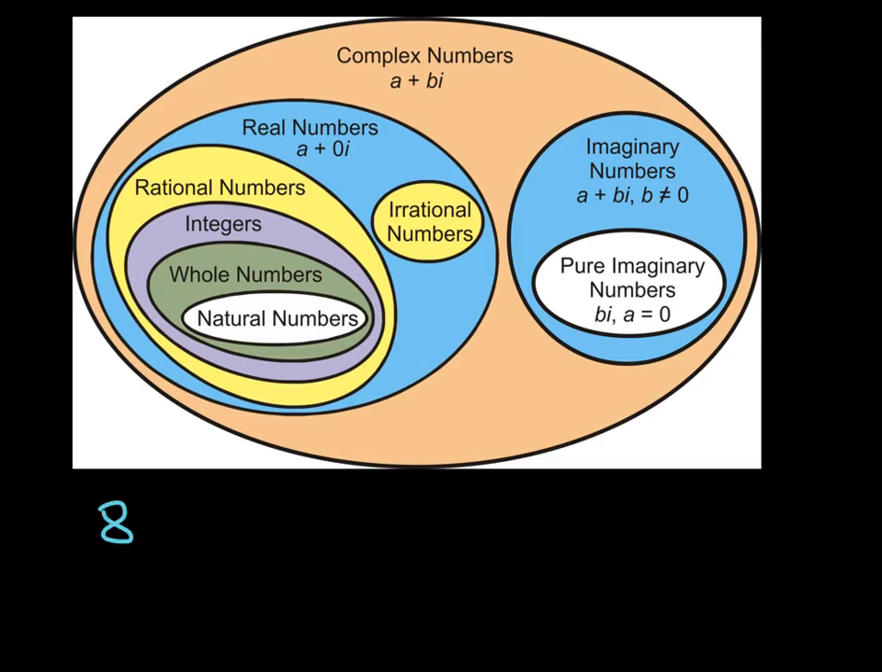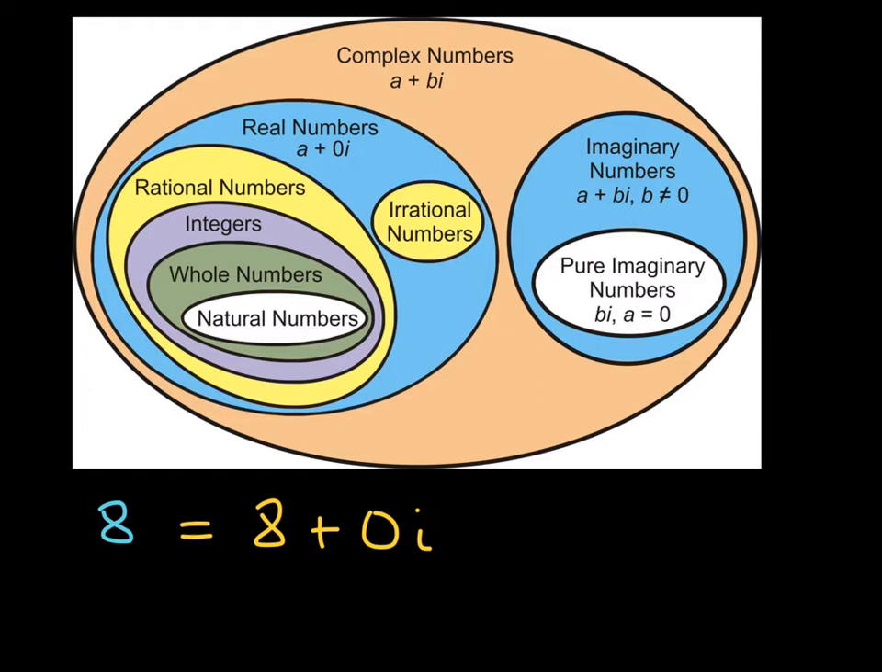Now this one might be tricky. What kind of number is this? 8. Well, to help us, let us consider 8 as 8 plus 0i. Yes, 8 can be rewritten like this. So 8 is really, watch this, now this might kind of blow your mind a little bit, but 8 is actually a complex number. It's a complex number whose imaginary part is 0.